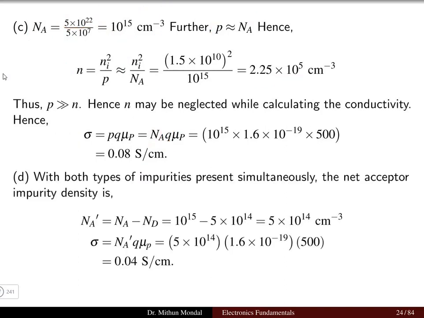Now, if both the impurities are present, then we have to decide which impurity is more, whether it is acceptor or whether it is donor. We have seen here in the problem, the acceptor impurity atoms are more than the donor impurity atoms. Hence, overall, the semiconductor can be treated as a p-type semiconductor with the number of acceptor impurity atoms being 5 into 10 to the power 14. Hence, in the conductivity formula we will put Na dash, that is the excess of the p-type semiconductor, and here we will put the mobility of the holes, because this semiconductor is basically the p-type semiconductor. So we'll get 0.04 Siemens per centimeter.